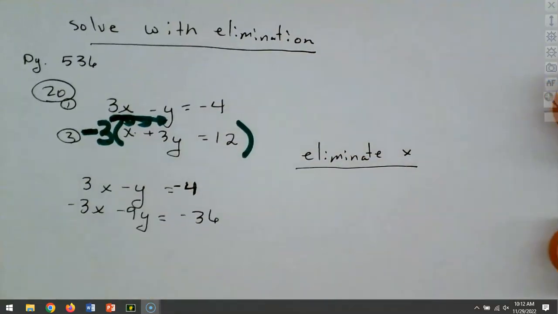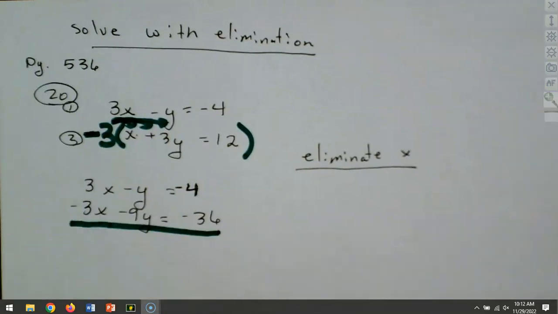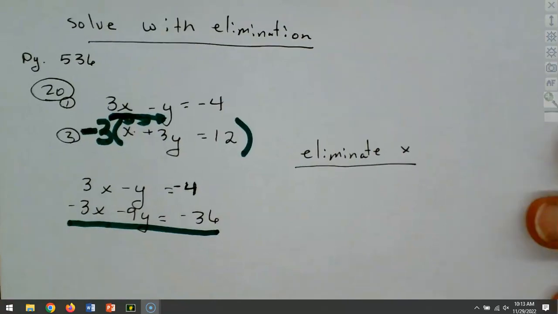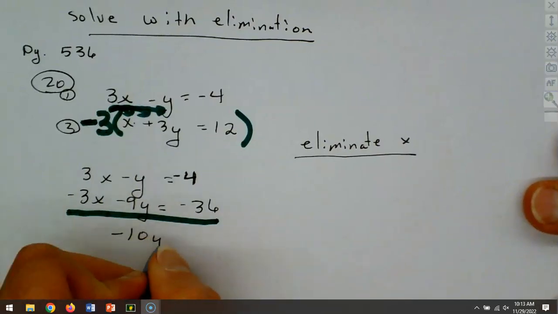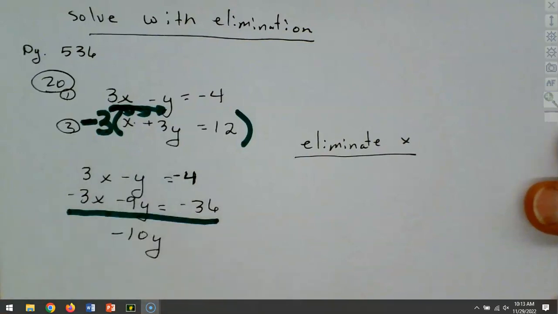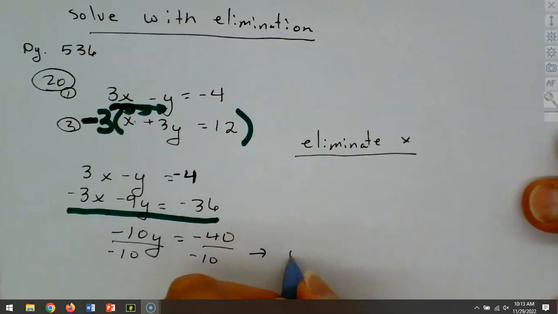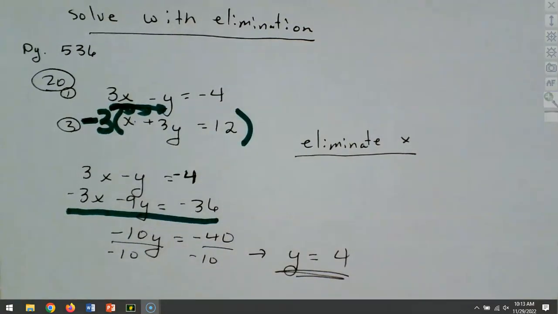And you can eliminate whatever variable is the easiest. So we're going to go ahead here and add down. Now what happens to the 3x's? They cancel. And if I add down, I have a minus y and a minus 9y. That makes it a minus 10y. Minus 4 and a minus 36, well, that makes it a minus 40. We divide by our negative 10, and look at what we now have. We have y equals a positive 4, right?